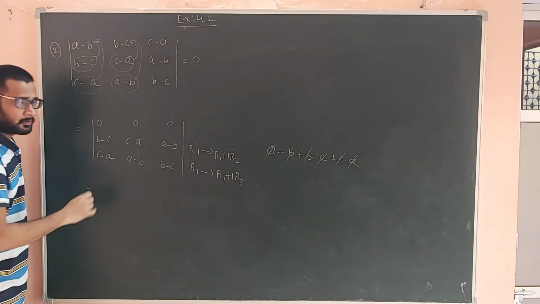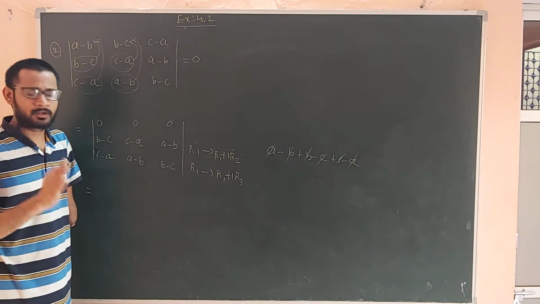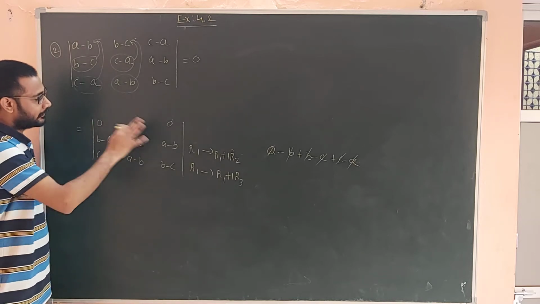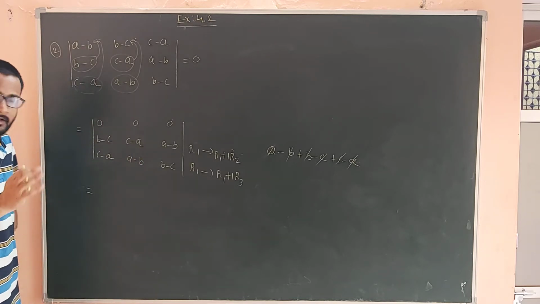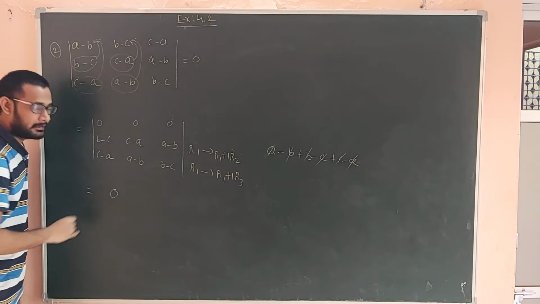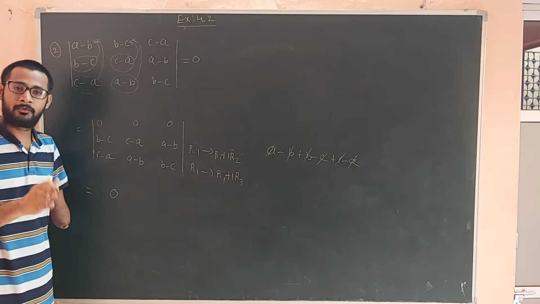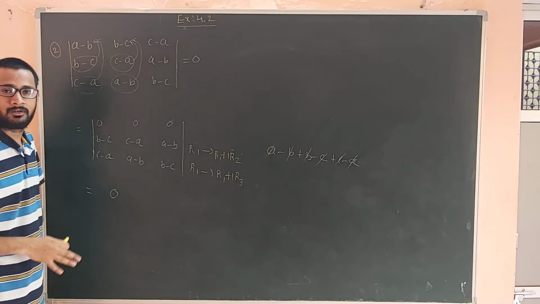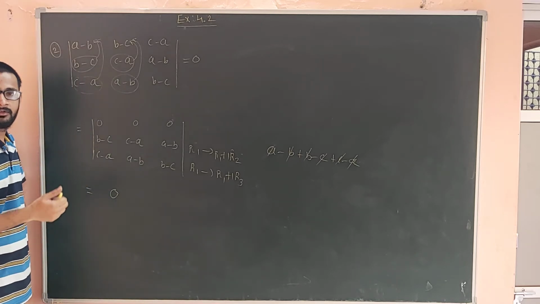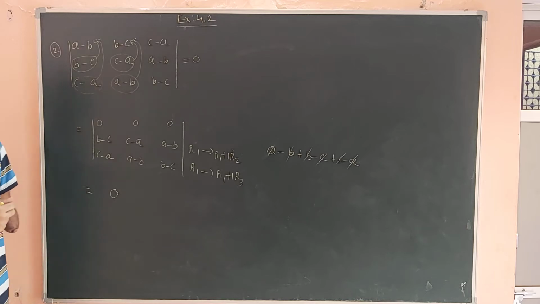Now always remember, if three zeros come in any determinant, the value of the whole determinant will always be 0. So we can write directly 0. If three zeros come in any determinant, the value of the whole determinant will always be 0. Okay, so the answer is 0. So pause it and write it.